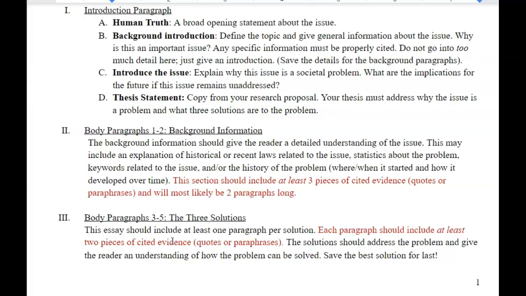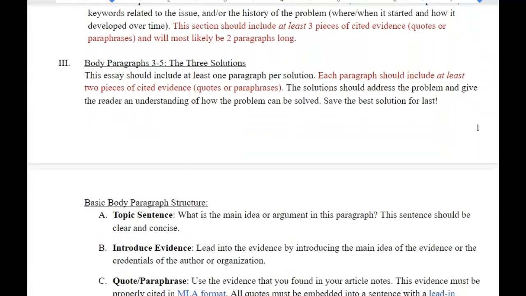You don't have to do that. You may choose not to use one of your sources, but you do need to use 5 in the paper. So just make sure you've used 5 and that you have enough evidence in each paragraph.